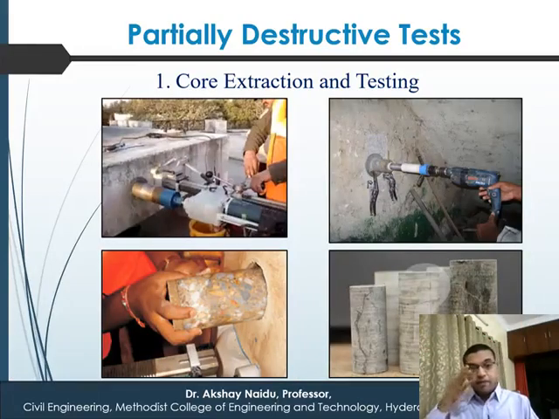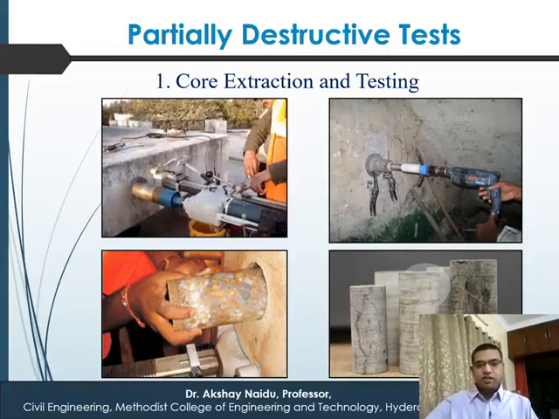So these are examples of core extraction. This is not a handheld but a machine held, wall mounted frame which holds the drilling bit. Through that one can drill. This is a handheld drill bit. Through either of these methods you can extract cores like this. Naturally, this is a destructive test, and we call it partially destructive because it is not damaging the whole structure.